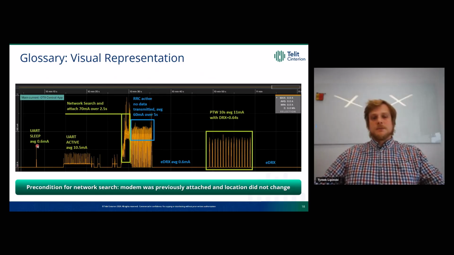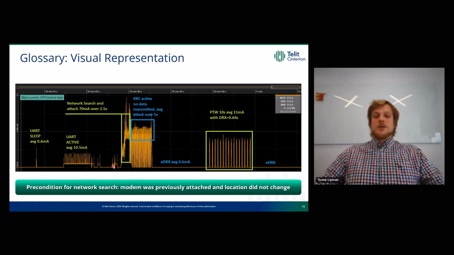We can see a small blip. Most likely, the modem had to do something within its flash memory, so it had to increase the current consumption momentarily. The modem was deregistered from the network. So here we have UART active, averaging 10.5 milliamps. I forced the modem to wake up its UART interface by sending a few AT commands just to show the step change of current consumption. So when the UART interface is active, the modem will draw current.